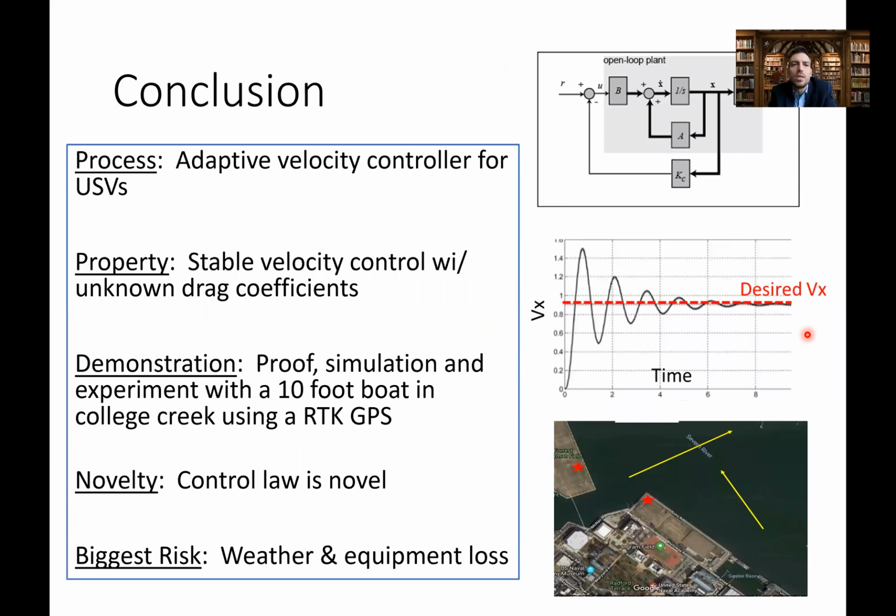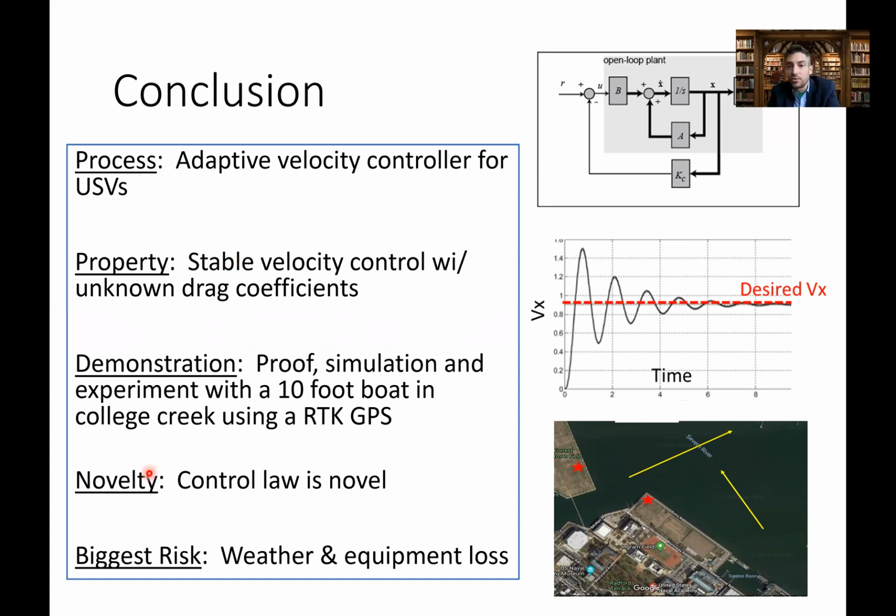So in conclusion, the process that I'm going to study is an adaptive velocity controller for an unmanned surface vessel. And the property that I want to show is that it's able to stabilize the velocity, meaning achieve a desired velocity, despite the fact that we have some uncertainty in our drag coefficients. To demonstrate that it does what I say it's going to do, I'm going to combine a proof, which is going to use Lyapunov's method, simulation, which I've begun some work on, and an experiment in College Creek with a 10-foot John boat that I talked about previously, to try to show that this property holds.